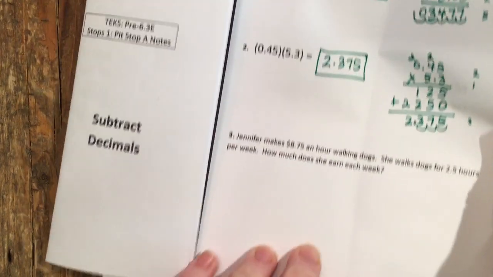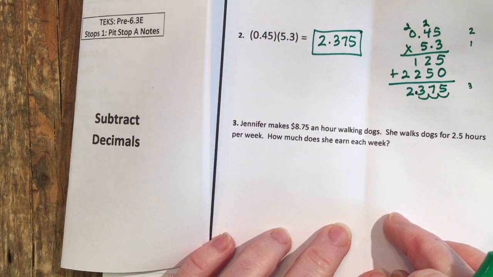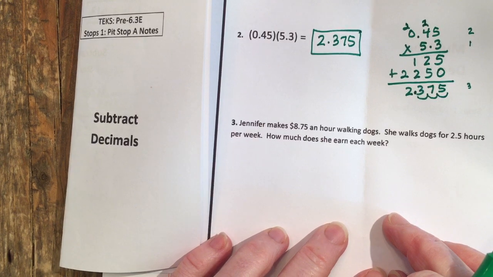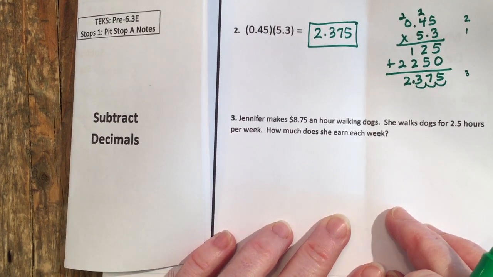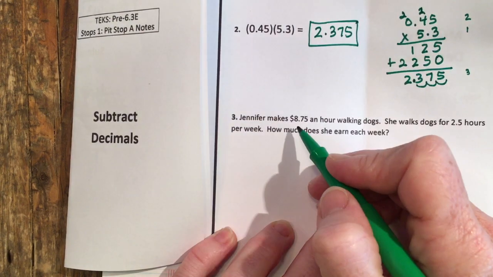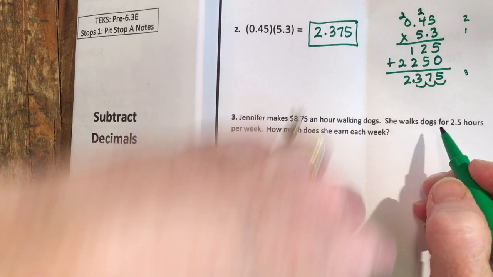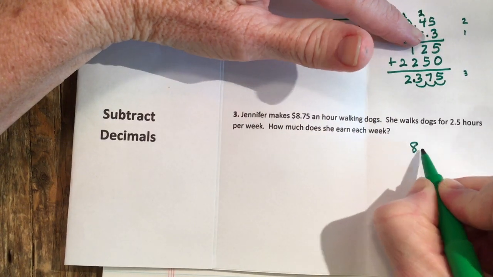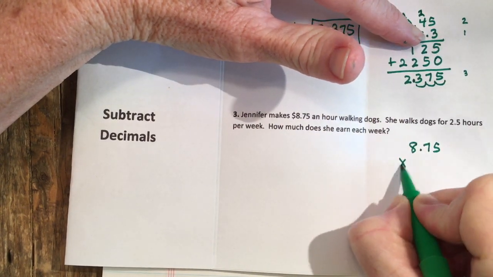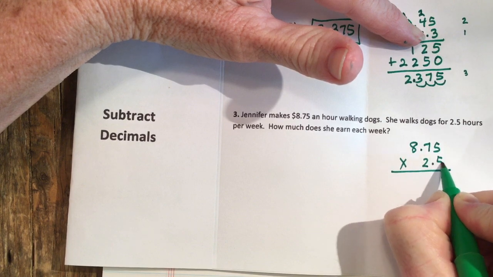Number 3 says, Jennifer makes $8.75 an hour walking dogs. She walks dogs for 2.5 hours per week. How much does she earn each week? All right, so I'm taking this amount for this many hours. That's a multiplication problem. So I'm going to go ahead and set that at 8.75 times 2.5.